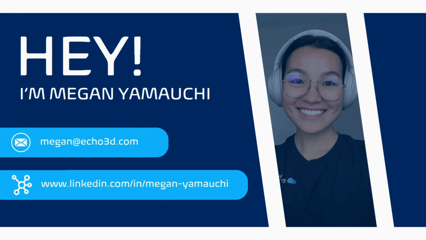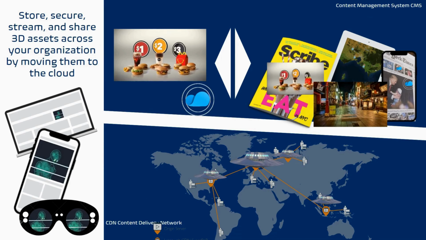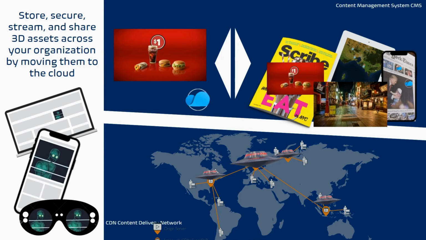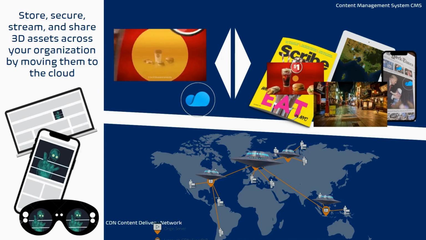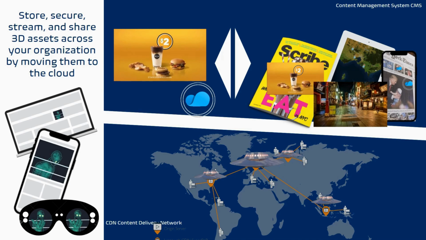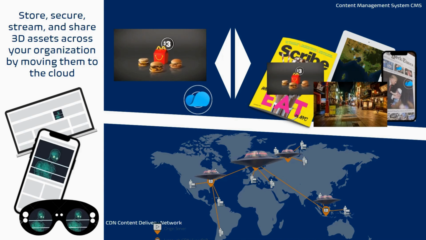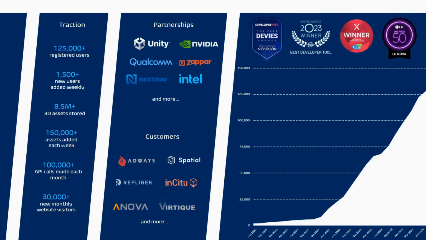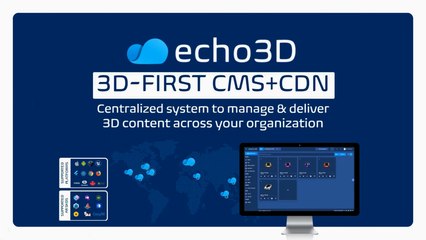Jumping right into it, what is echo3D? echo3D is a 3D asset management platform for companies to store, secure, and share 3D content in real time across your organization. We help over 100,000 users take control over their 3D content by offering a 3D first content management system and delivery network, compression and conversion tools, collaboration functionality, access permission, versioning and reporting, and a library of more than 800,000 free 3D models.